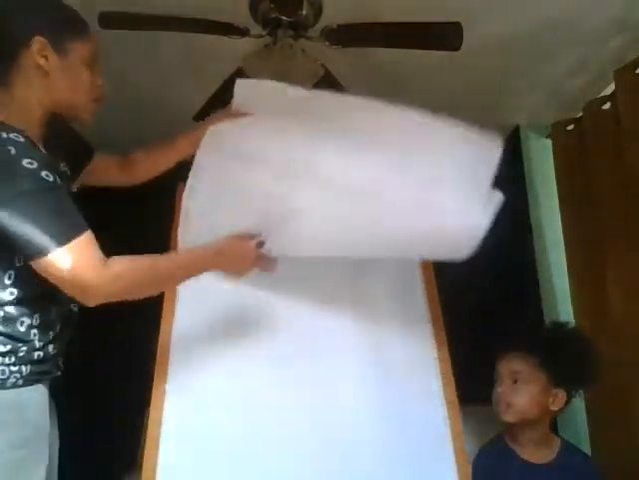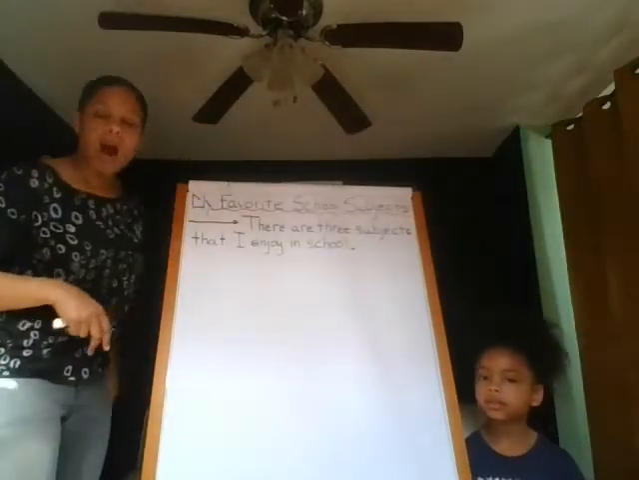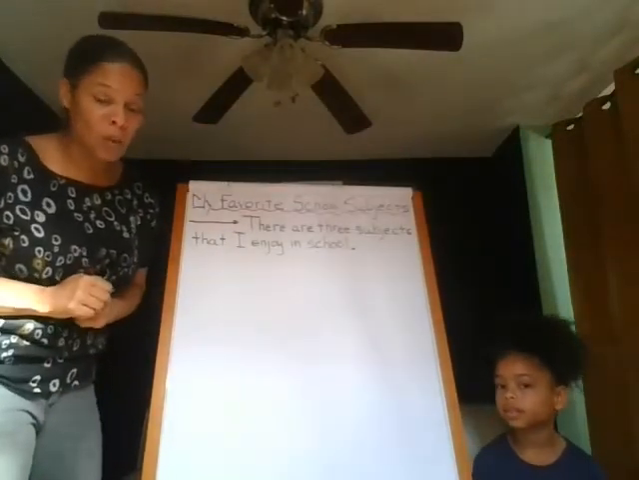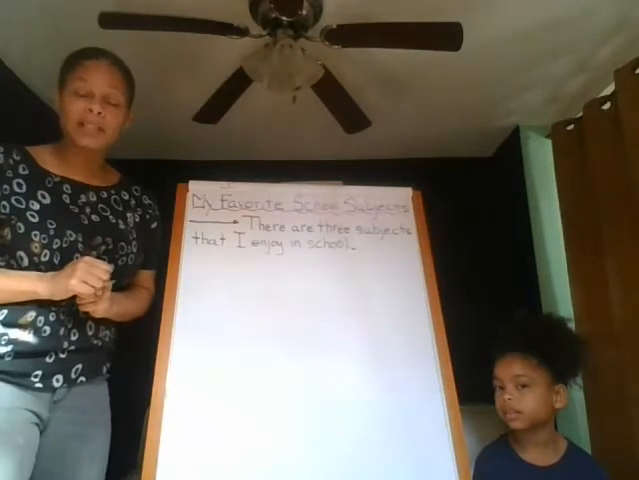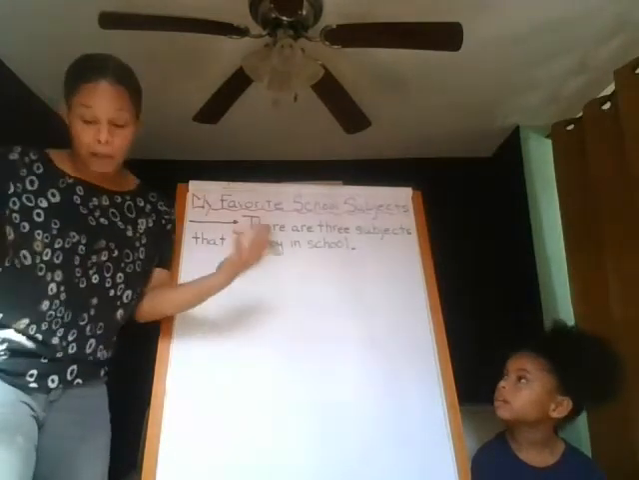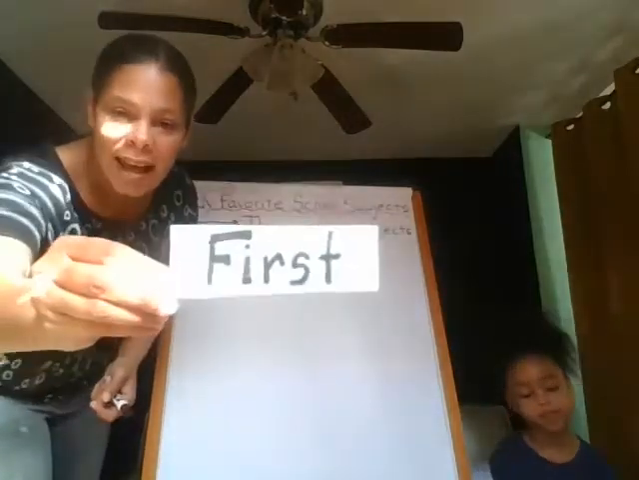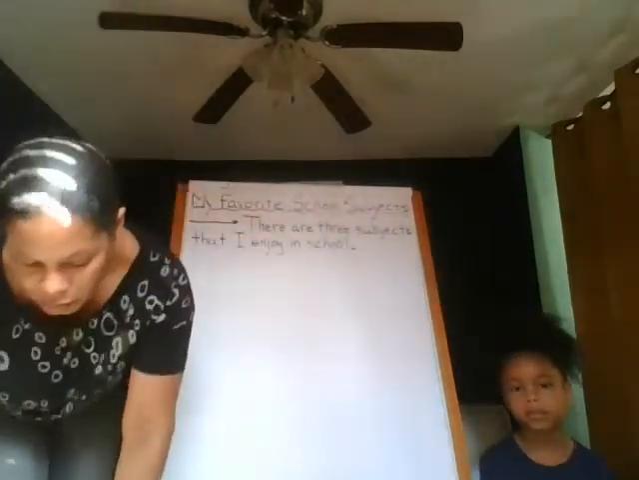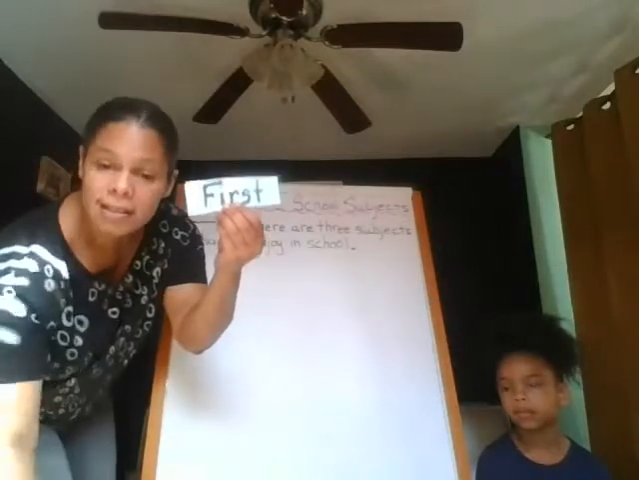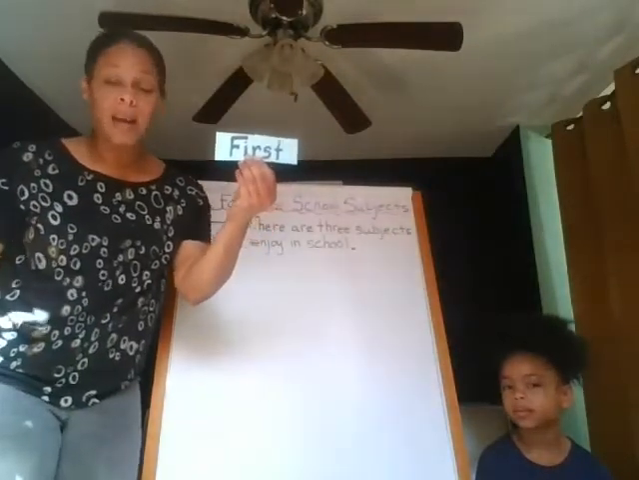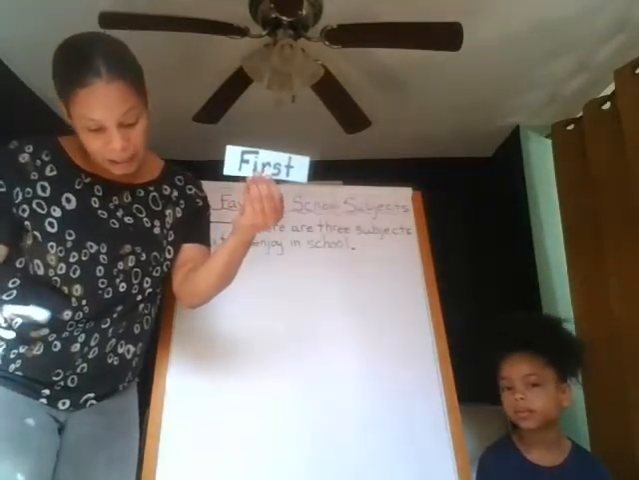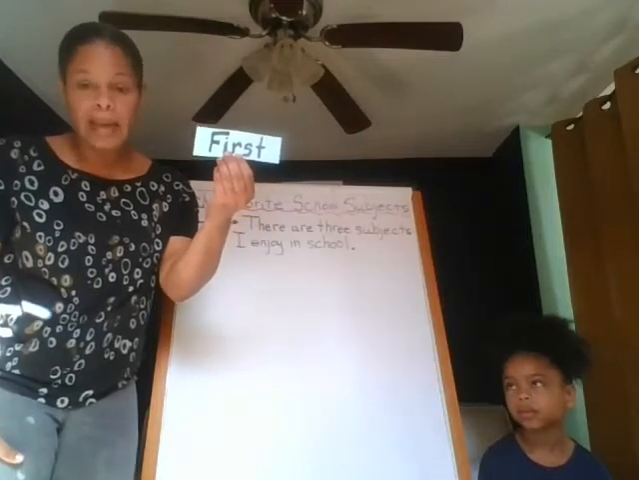So since we are introducing our first supporting detail, we're going to use a transition word. Which transition word should we use? First. We should use the transition word first. You see that? That's going to be our transition word. So we're going to say first, and then we can say why we like reading. First, I like reading because we learn helpful comprehension skills.